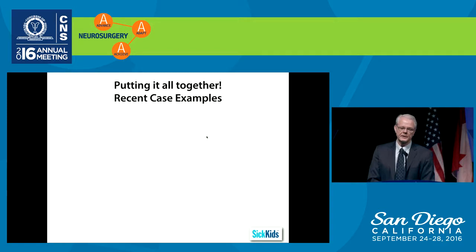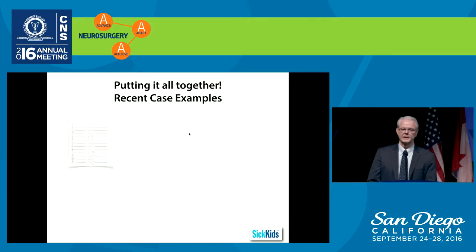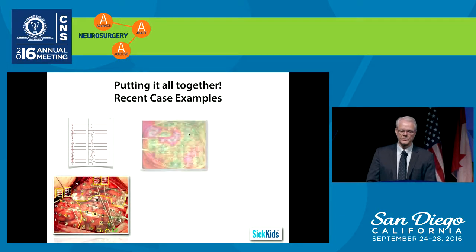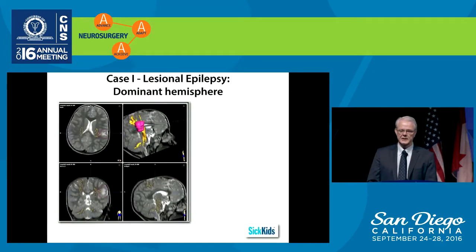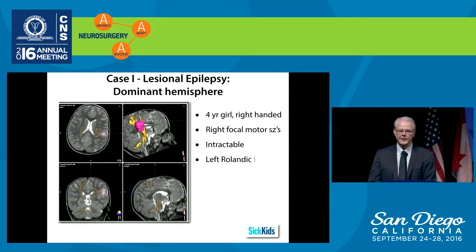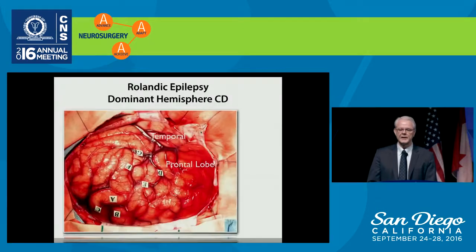Okay, I'm going to finish with about 3 examples of putting all of these technologies, all of these abbreviations together for the benefit of helping patients with epilepsy surgery. And so, first case is a 4-year-old dominant hemisphere lesion. You can see on the MRI scan how close this lesion gets to the cortical spinal tract that's shown here. Because we were unsure about where language was situated and the child was a little bit young for awake craniotomy, we went ahead for invasive monitoring.